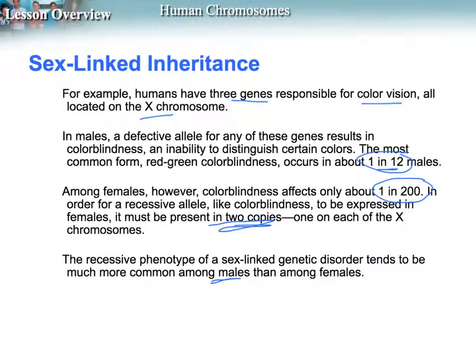So now that we know a little bit about sex-linked, we're going to go through and do a practice problem, because these are going to be a little bit different. One, we have to first figure out the moms and the dads. So we're going to show moms by doing XX, and we have to show dads with the XY.